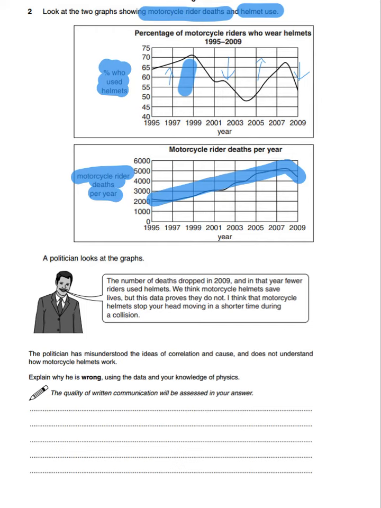And then a politician looks at the graphs, and he says the number of deaths dropped in 2009, and that year fewer riders used helmets. We think motorcycle helmets save lives, but this data proves they do not. The scientists wouldn't use that word proves. I think that motorcycle helmets stop your head moving in a shorter time during a collision.